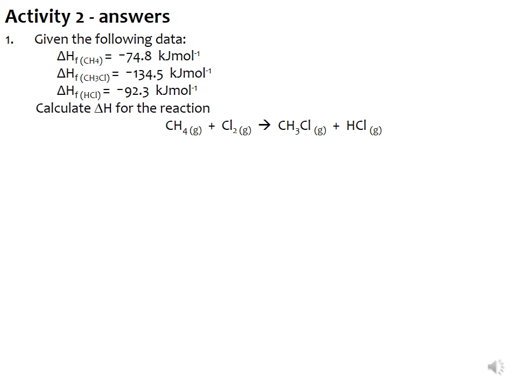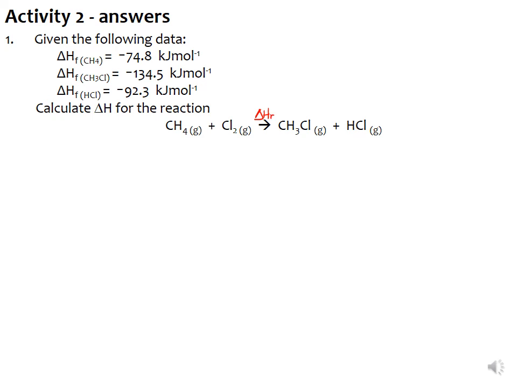Right, activity 2 answers then. Question 1, given the following data, delta HF for methane, delta HF for chloromethane, and delta HF for HCl, calculate delta H for the reaction. So first of all, I'm going to call this delta HR, because it's not a specific reaction that we're looking at. I'm just going to call that delta HR.